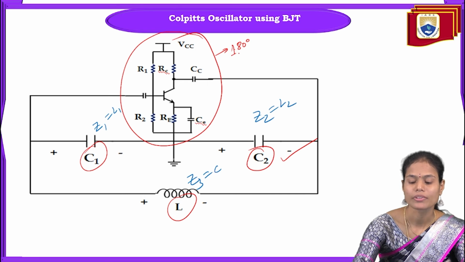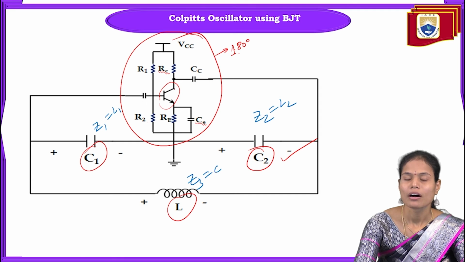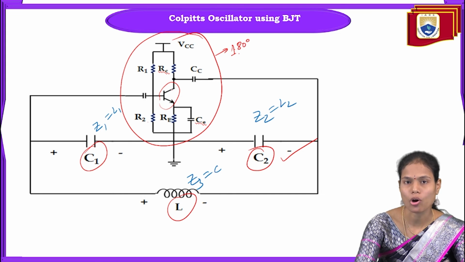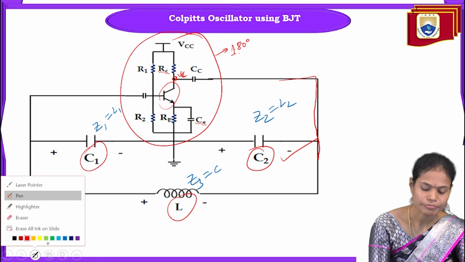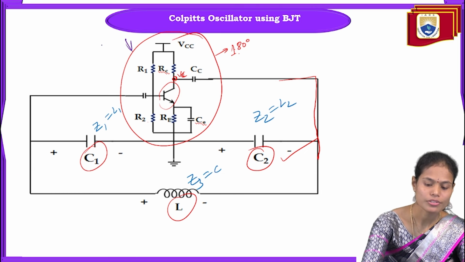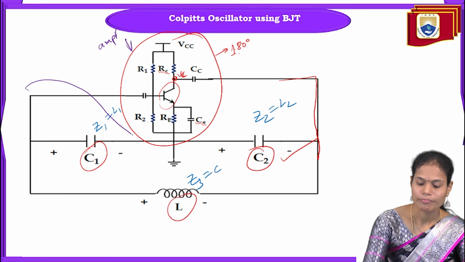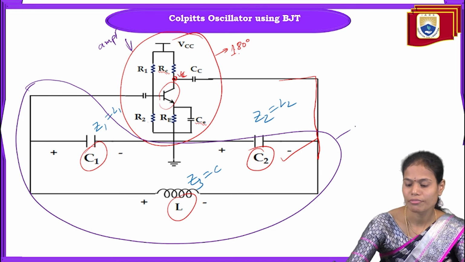These R1, R2 resistances are again used to provide the biasing for this transistor. They also operate the transistor in the active region to achieve the proper operating point, and provide the stabilized output. The output we are getting from here, VC, through the coupling capacitor, is connected to the feedback network. So in this case, this is the amplifier circuit, and this one is the feedback network.